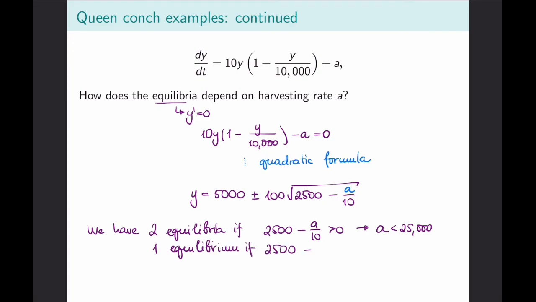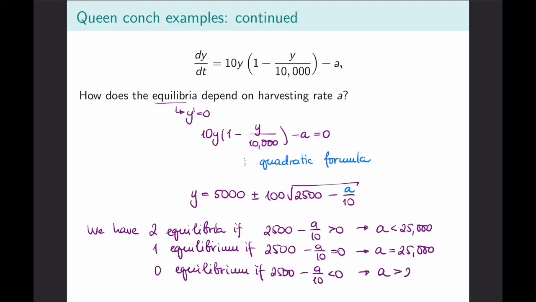the value under the square root is exactly equal to 0. Because if this is equal to 0, this entire term will go away. I won't have to worry about plus minus, and my equilibrium will be 5,000. This corresponds to the A value being equal to 25,000. And we will have no equilibria, no stable states to even think about, if the number under the square root is in fact negative. And that corresponds to A being bigger than 25,000.